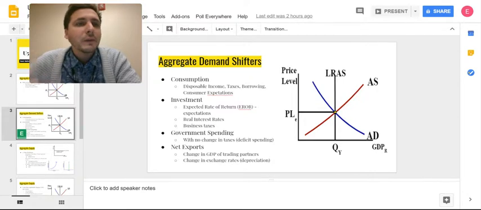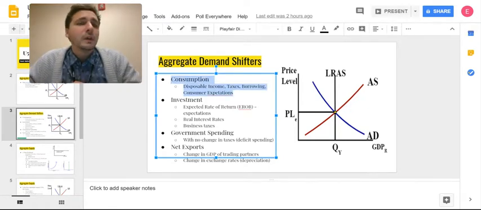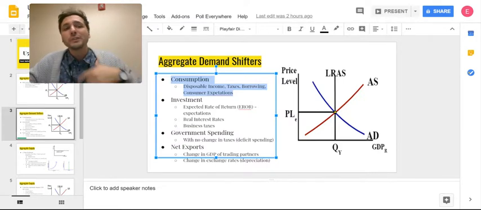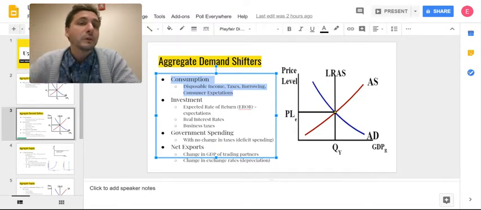So what's shifting demand, and then what happens when demand is shifted? First we have consumption. This is the consumers of our economy having changed the amount that they are demanding. So one thing that can happen is an increase in disposable income. Disposable income is simply your income minus your taxes. So if there are fewer taxes, you have more disposable income, all other things constant.